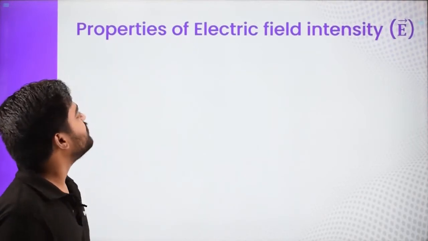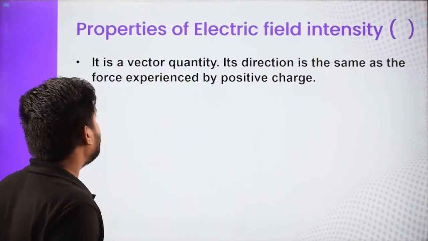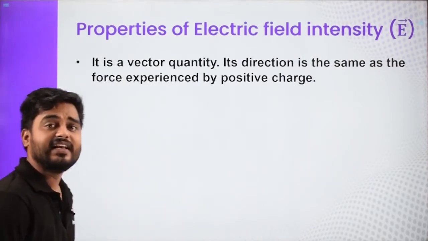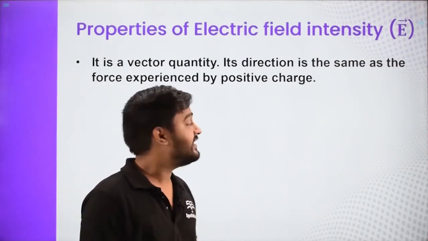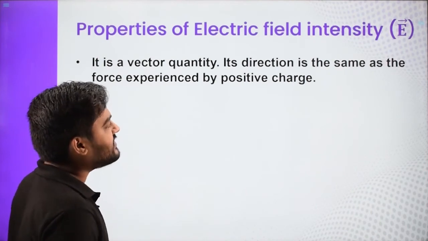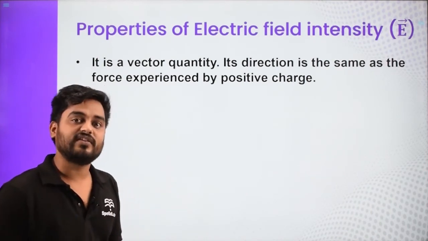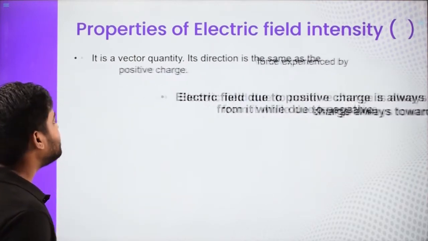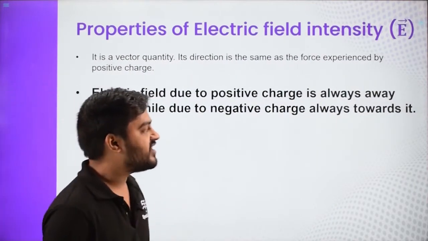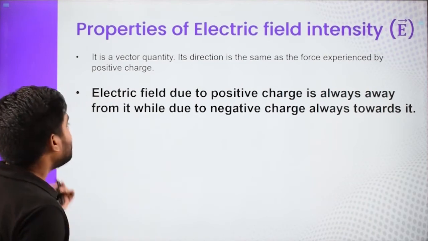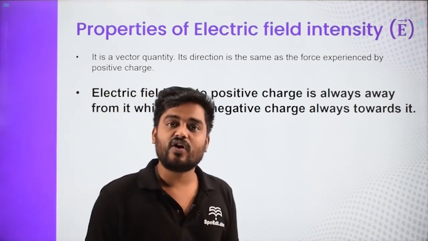Now let us discuss properties of electric field intensity. So first it is a vector quantity. Electric field strength or electric field intensity is a vector quantity, and its direction is same as the force experienced by positive charge, not the negative one. And next is electric field due to positive charge is always away from it, while due to the negative charge is always towards it.